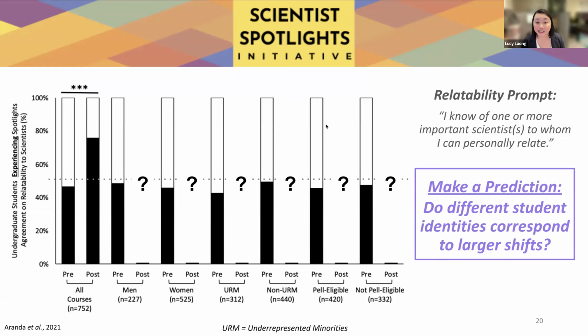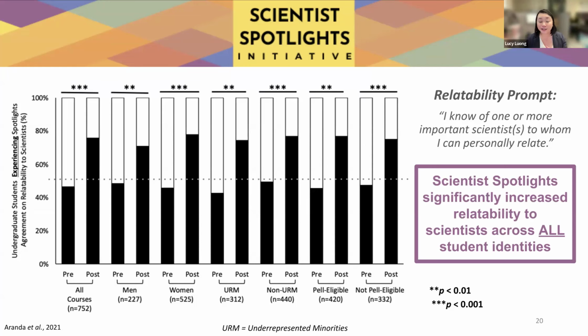Oh, and I see some people in the chat sharing too. Awesome. Are you all ready? So now I'm going to share. And actually, scientist spotlights significantly increase relatability to students across all student identities. You can see significant shifts regardless of if they're men or women, URM, non-URM, Pell eligible, not Pell eligible. So it's a really very wholesome and very equitable assignment that happened to impact the students. And that's really exciting.